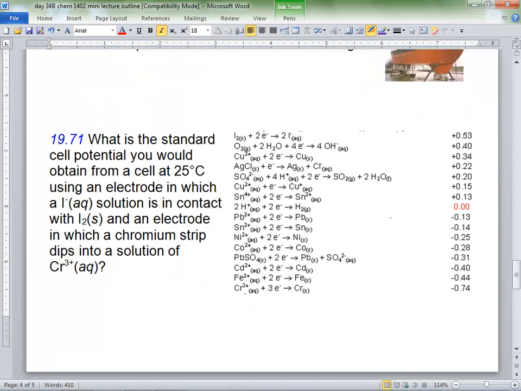What is the standard cell potential? Okay, here's some homework questions that you can expect. What is the standard cell potential you would obtain from a cell at 25 degrees Celsius using an electrode in which iodide, that iodide anion, is in contact with iodine solid. Then you have a chromium strip, and it's in a chromium solution. What is the standard cell potential?